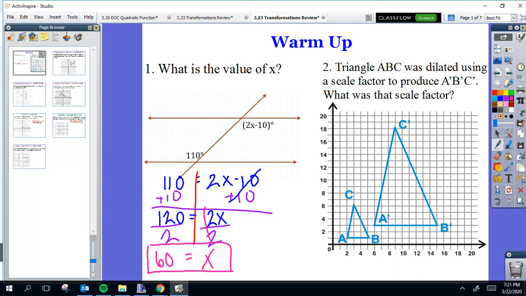Let's see if that answers the question. What is the value of x? It does. So x equals 60 is my final answer.